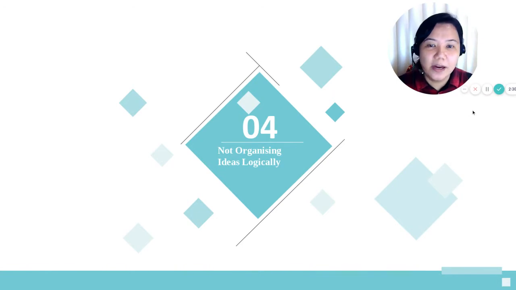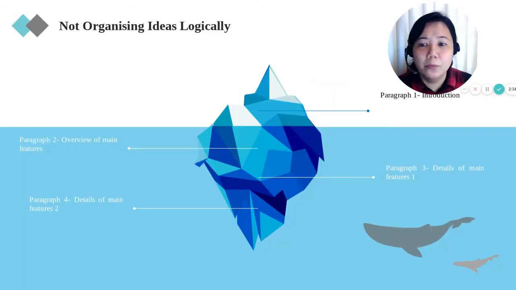This would be not organizing your ideas logically. The most logical way to organize a Task 1 report is that it just really needs 4 paragraphs. Your first paragraph would be your introduction. Your second paragraph would be your overview of the main features. Your third paragraph would be the details of main feature 1. And then your paragraph 4 should be the details of main feature 2.